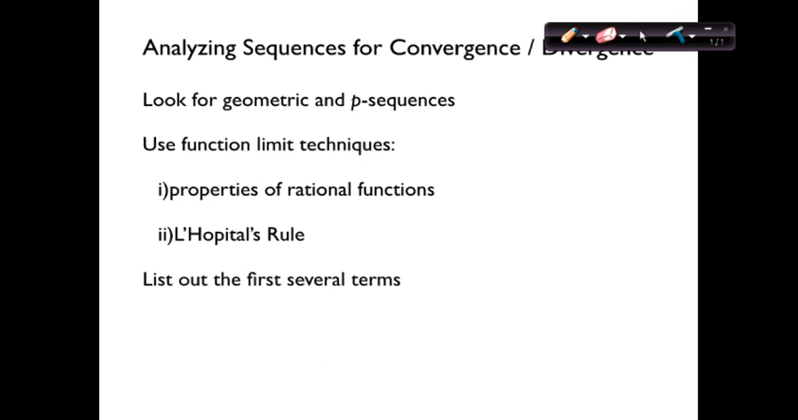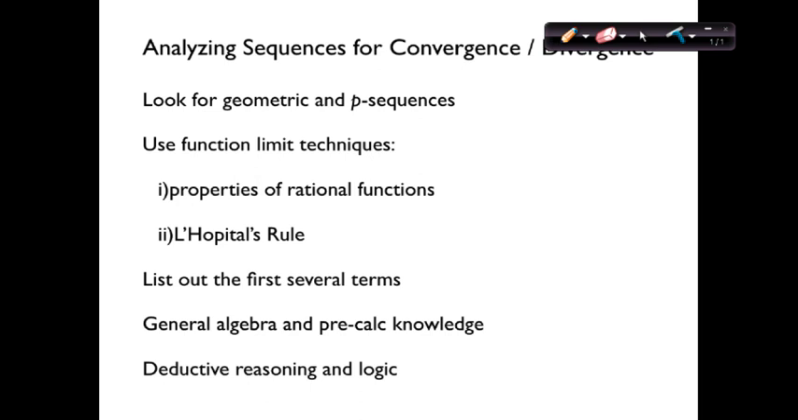All right, just listing out the first several terms. So we did that last time in class. Just list out the first several terms. Take a look at it. See what's going on. All right, general algebra. Sometimes you have to do some algebra. Stuff from pre-calc all comes into this. And then just deductive reasoning and logic. Okay, so all these are parts of the things you bring to the table when you're trying to analyze these sequences.